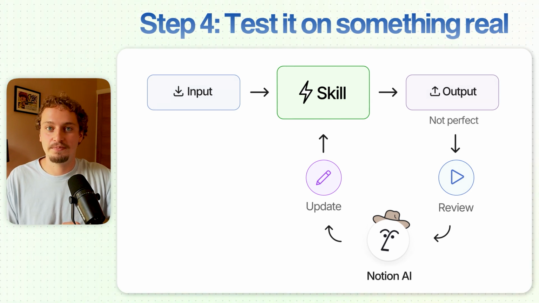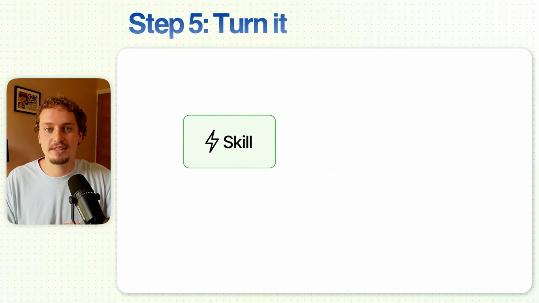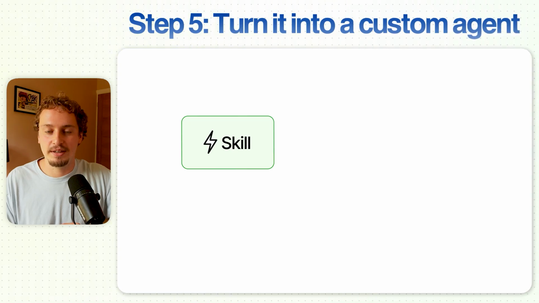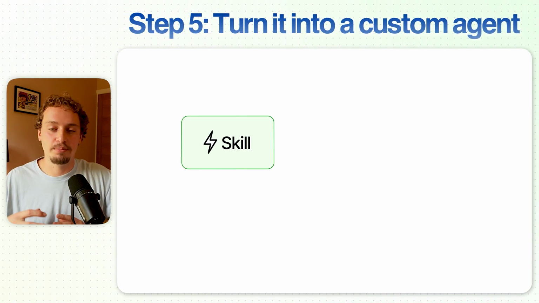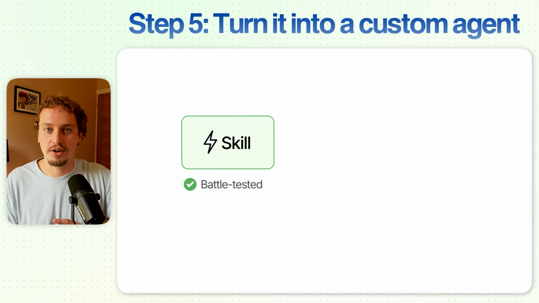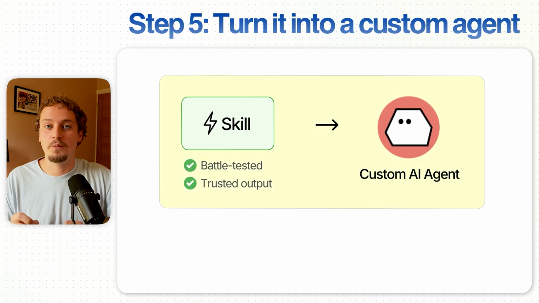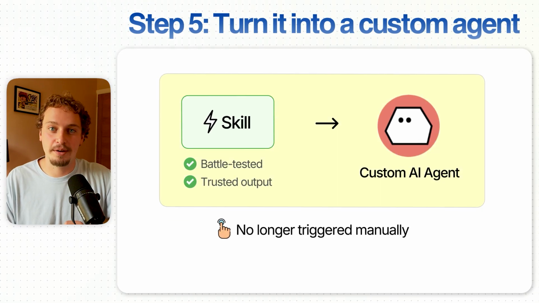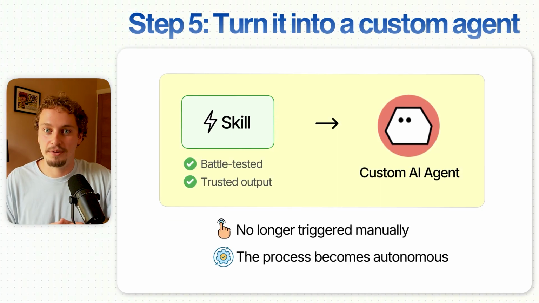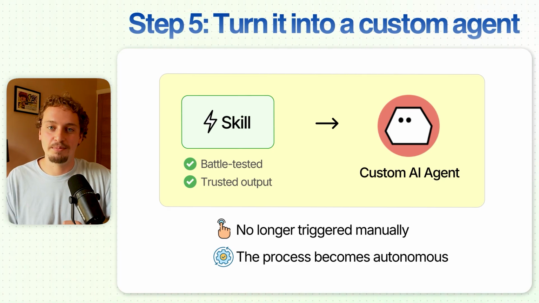And finally, step 5, turn the skill into a custom agent. Now only do this once the skill has been properly battle tested over some time and you can confidently trust what it produces. That is when it's ready to become a custom agent. And that's the point where the workflow stops requiring you to trigger it manually and starts running on its own. The skill becomes the brain of the agent and the whole process becomes autonomous.